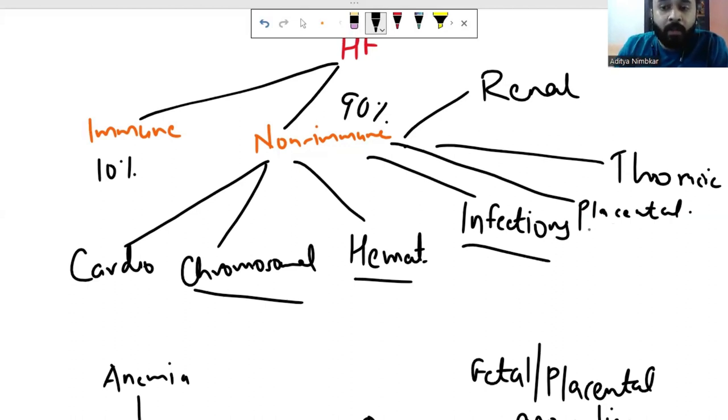The next one are placental causes. Placental tumors called chorioangiomas have a lot of vascularity. So the baby's heart has to supply the blood also to those tumors.